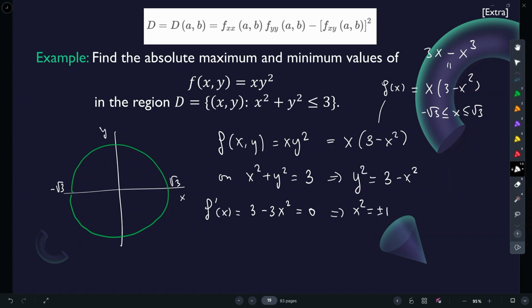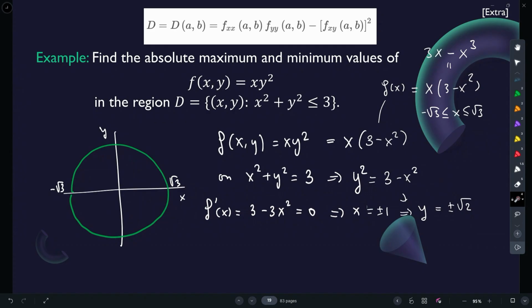And when x squared is plus or minus 1, I can use this formula to tell me that y has to be plus or minus the square root of 2. I'm sorry, x is plus or minus 1, right? X squared is 1, so therefore x is plus or minus 1. And when x is plus or minus 1, plug in here, and I get that y is plus or minus the square root of 2.